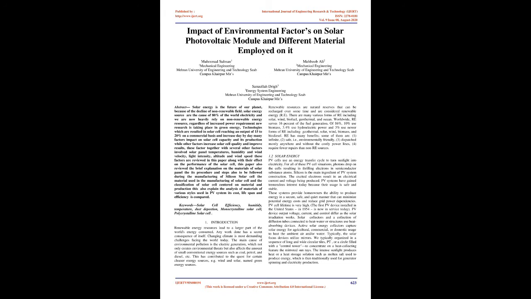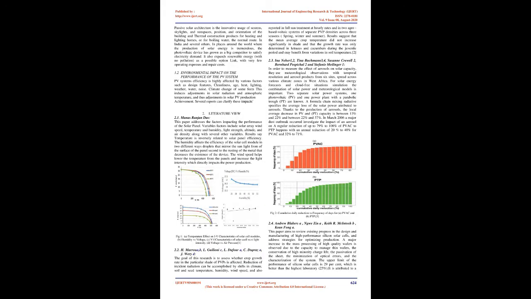PV systems have gained tremendous interest today because their usage is safe and stable. These systems provide homeowners the ability to produce energy in a secure, safe, and quiet manner that can minimize potential energy costs and reduce grid power dependencies. PV cell lifetime is very high. The first PV device installed in the United States, in 1954, is now in service today. PV device output voltage, current, and control differ as the solar irradiation works.